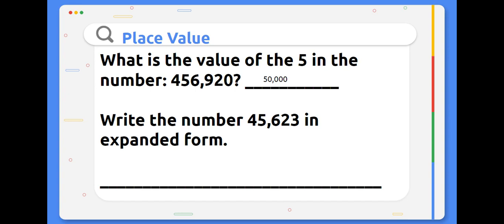Now, write the number 45,623 in expanded form. Go ahead and try it. Pause it, and then come back and see if you're right.